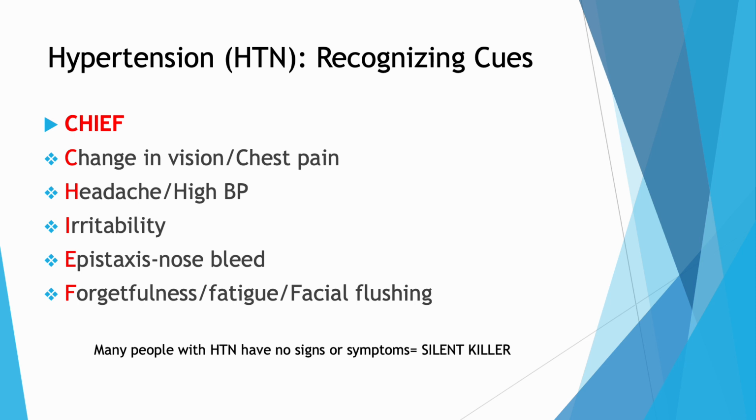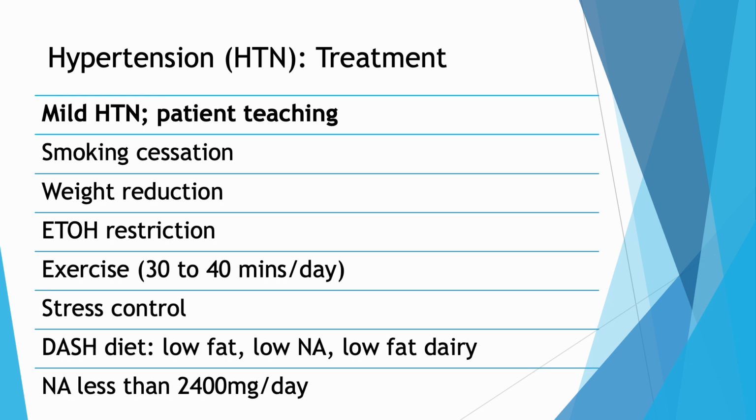All right, the chief signs and symptoms. I'm going to be honest with you, usually there are no signs and symptoms. But if patients are going to have signs and symptoms, they may present with a change in vision. They may complain of blurry vision. They may get a headache if they have really high blood pressure. They may be irritable. They may have epistaxis, which is a nosebleed, which I talked about in the respiratory lecture. And they may suffer from forgetfulness and fatigue.